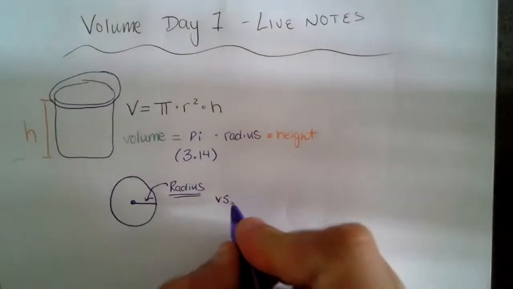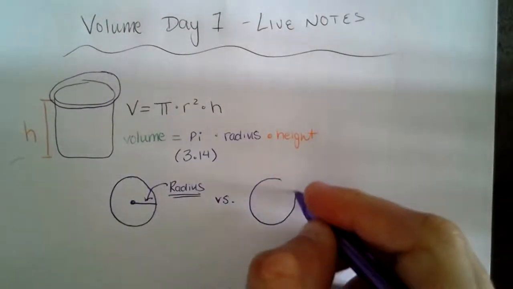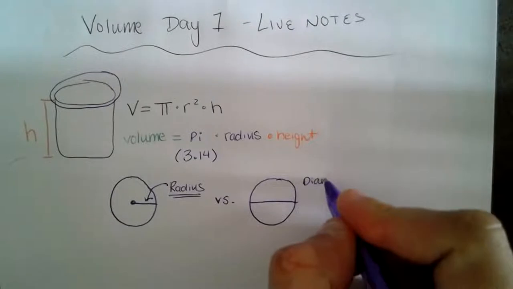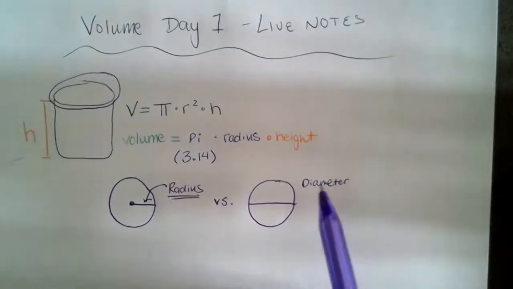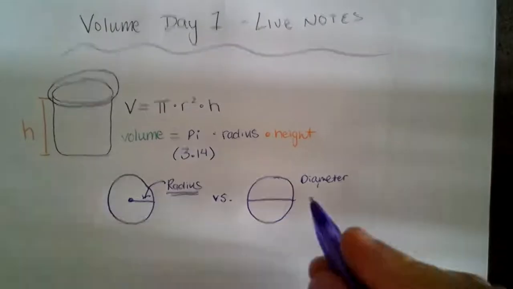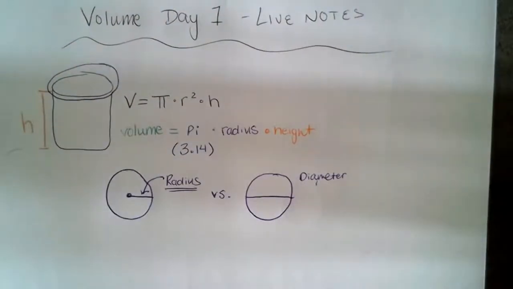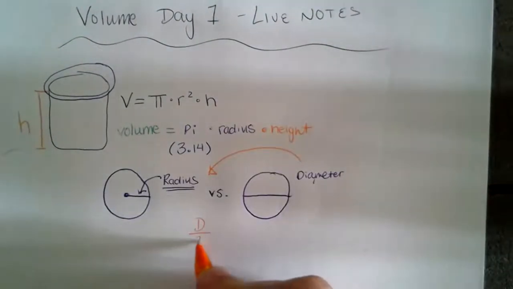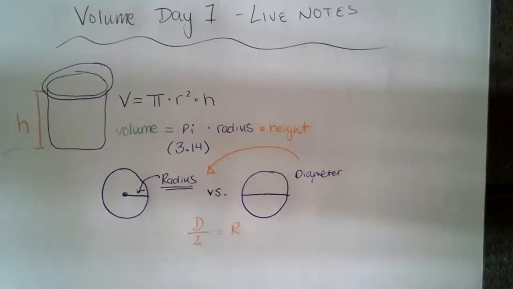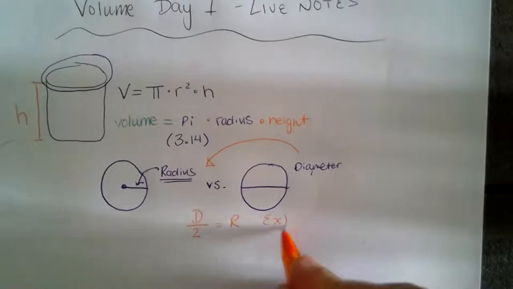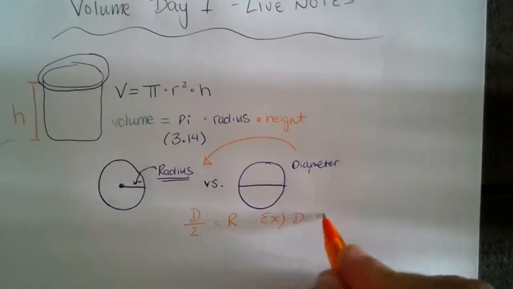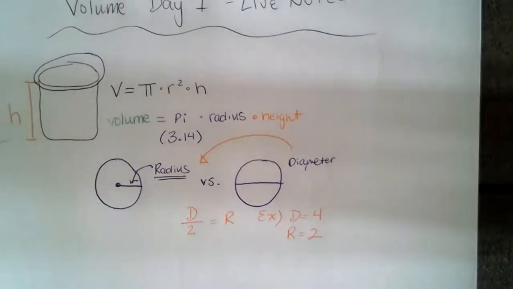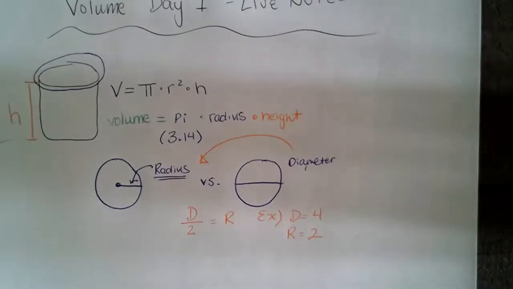Now, the other thing that happens with circles is sometimes they don't tell you what half is. Instead, they tell you the full length from crust to crust. That is called the diameter. Let's say that I give you the diameter and I want the radius. To go from diameter to radius, you would just take the diameter and divide it by 2 or cut it in half. That's what the radius is. So for example, if I tell you that my diameter is equal to 4, well, that means that the radius would just be equal to 2. So you just cut it in half. That's how you go from diameter to radius.